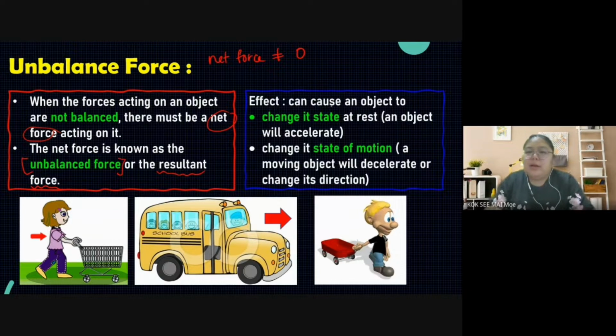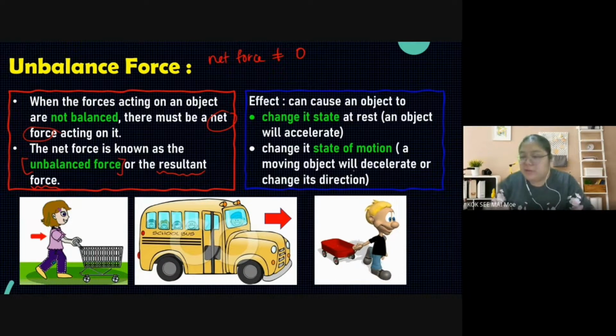Okay, effect. If you have a resultant force, what's the effect? That can change the state of rest. Maybe the object is at rest, then you change the situation, so the object will accelerate. When you start at constant velocity, after that you press the pedal and you find it goes faster. When it goes faster, that means you applied a force already. You apply the force, now the situation becomes unbalanced, so the car can accelerate, or you can say change the state of motion.